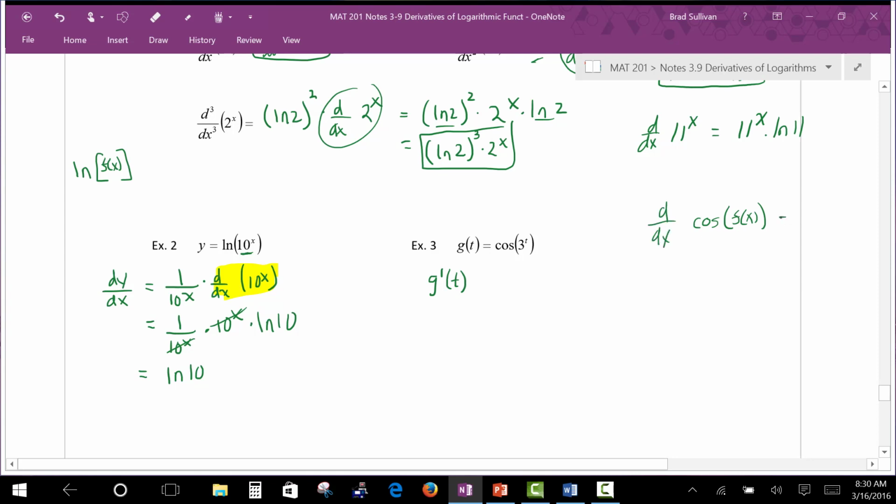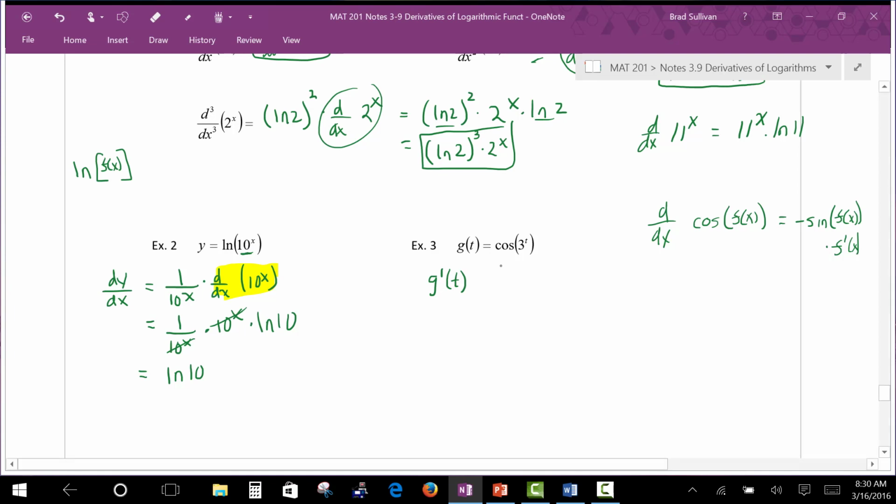So what's the derivative of the cosine? Negative sine of the something. Then what? Times the derivative of the something. See, that's what chain rule is. It's the basic rule times the derivative of whatever that change is, what that function is.